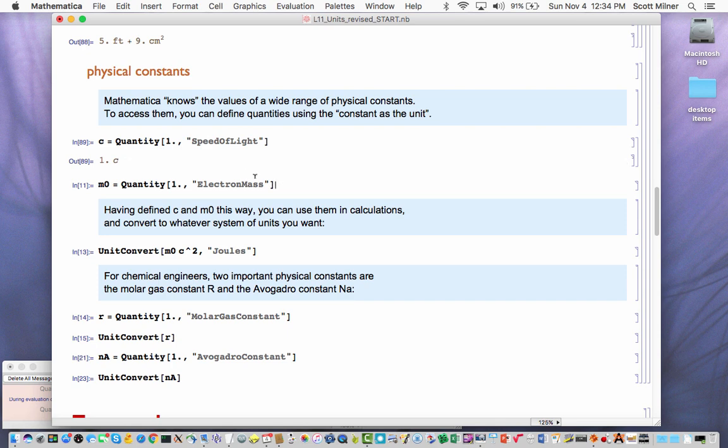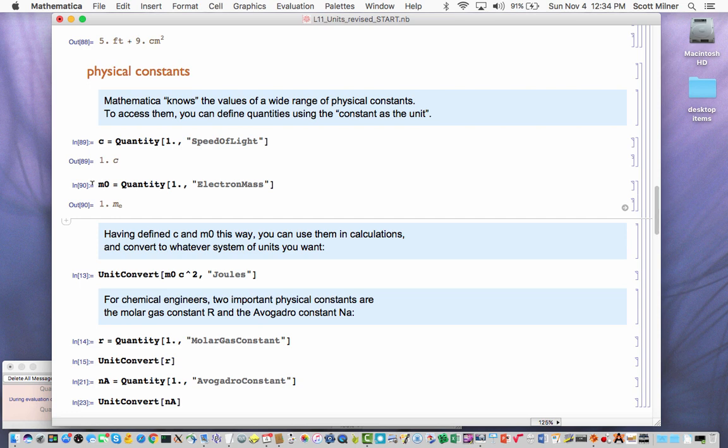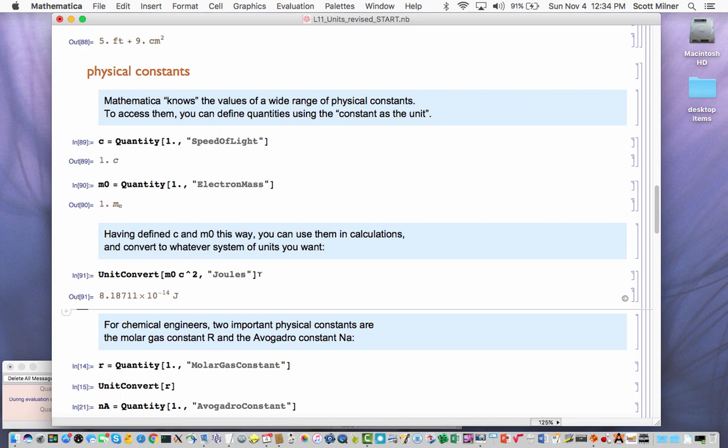Likewise, m0, if I define it to be 1 electron mass, the mass of the electron, then it echoes back 1 times m sub e. Okay, it doesn't say this is what it is in grams or kilograms or what have you. You can, however, use c and m0, so defined, in calculations and convert the result to whatever system of units you want. So for example, if you want the energy equivalent of the mass of an electron, mc squared, the Einstein formula, in joules, you just unit convert mc squared to joules, and you get this answer.